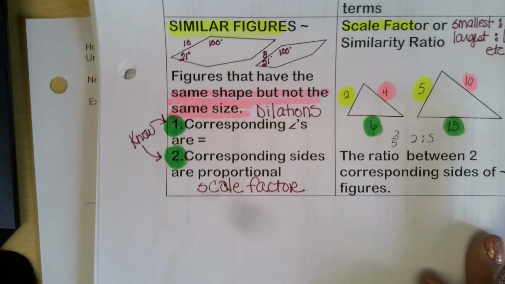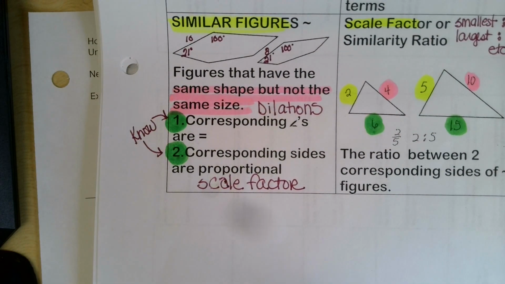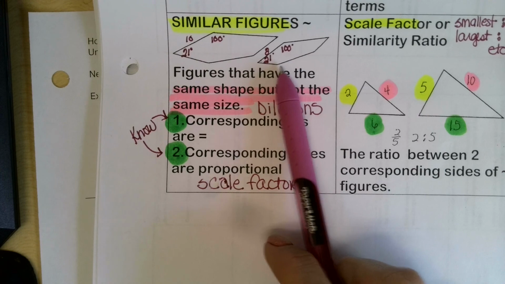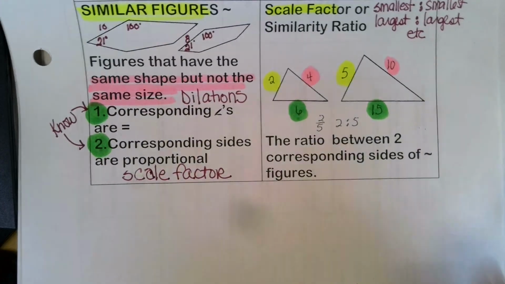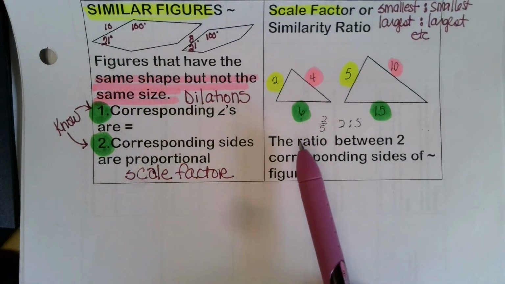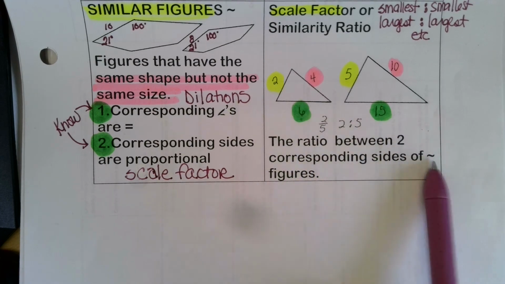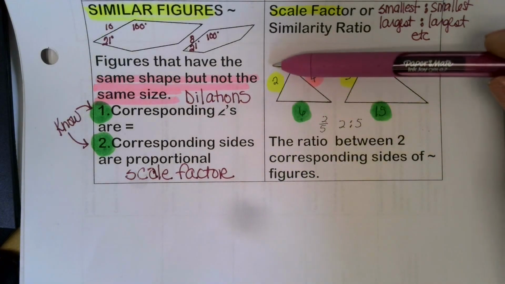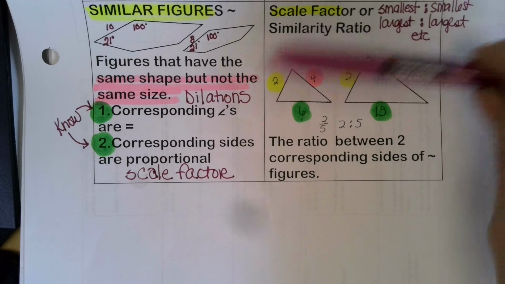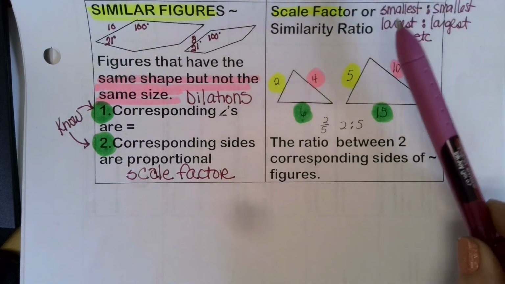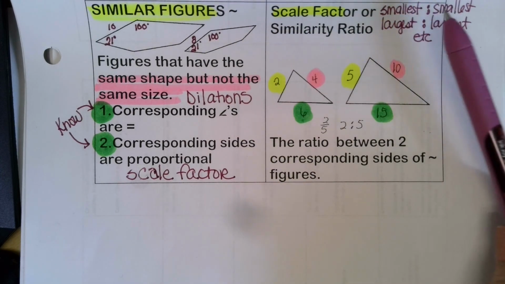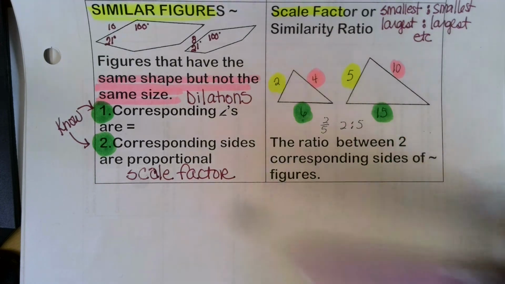Okay, so similar figures: corresponding angles are congruent. Corresponding sides are proportional, meaning I can get a scale factor. So the scale factor is taken from the ratio between two corresponding sides of figures. The way we get which sides go with what is we always put the smallest with the smallest, largest with the largest, the middle with the middle, and so on.